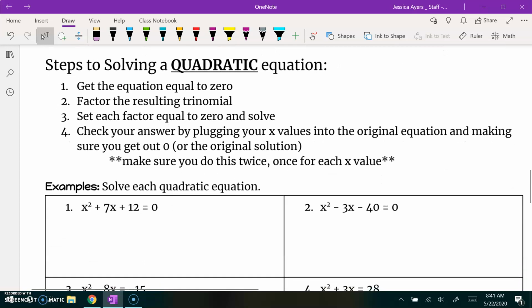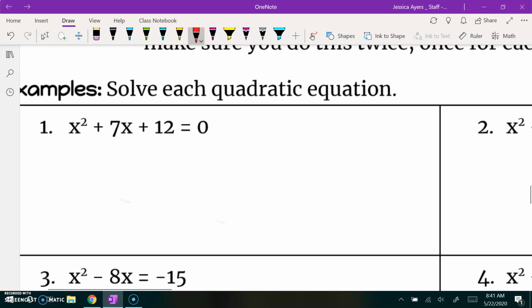And so here are your steps. You're going to get the equation equal to 0. Then you're going to factor the resulting trinomial. Then you're going to set each factor equal to 0 and solve. And then you're going to check your answer. So really, we're not adding anything new. Everything you've done before, you've gotten equations equal to 0 before, or at least solved equations and moved things. You have factored resulting trinomials. You just set factors equal to 0 and solved. So it's all pretty basic stuff that you've done. We're just putting it all together.